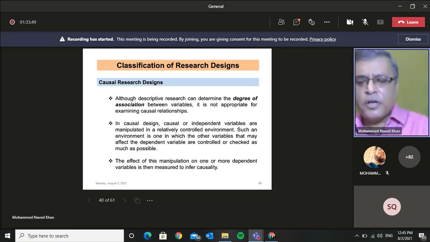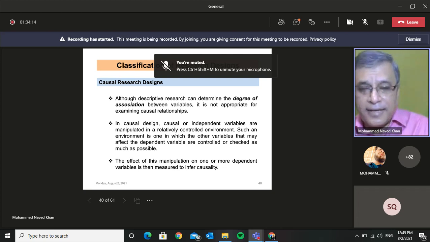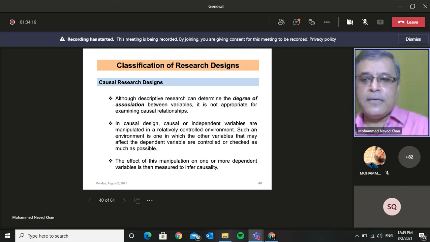So maybe a combination of these changes may be required. That is, a number of independent variables you have to play around with, and then you should be expecting that there will be a desired outcome. So the effect of this manipulation, whatever you are going for, on one or more independent variables, we measure it, and then we try to infer causality. Because let me repeat that we need to remember that it's not necessary that there is always a decline in certain things or decrease in certain things.